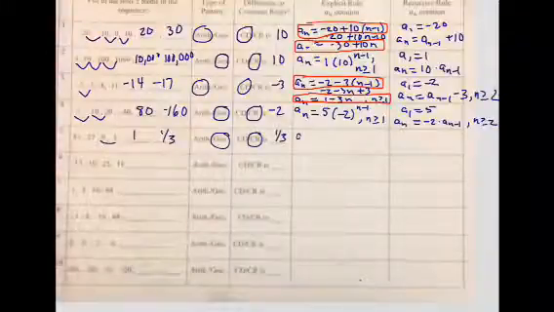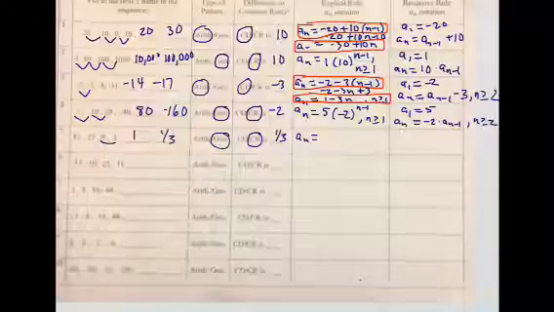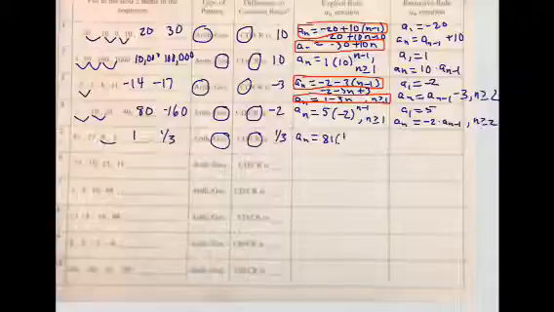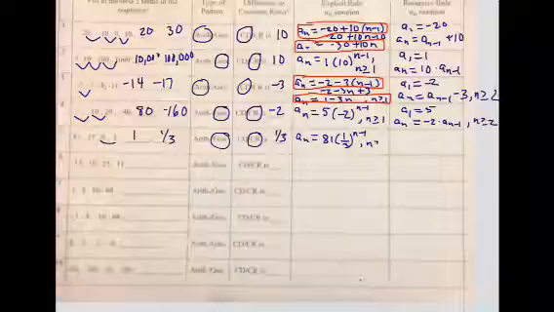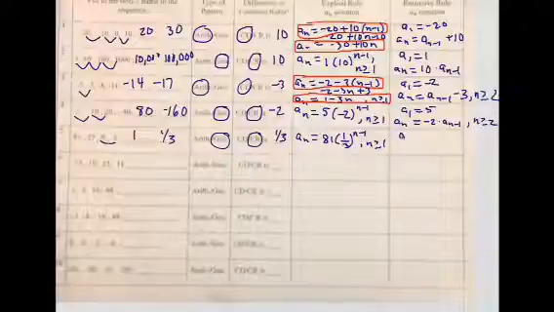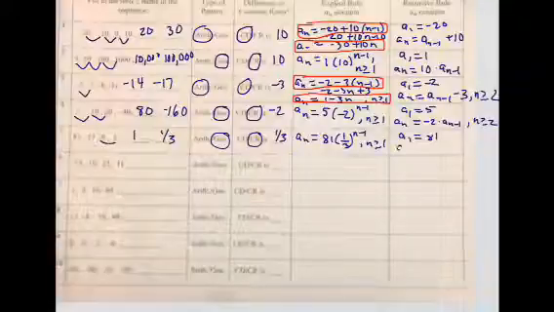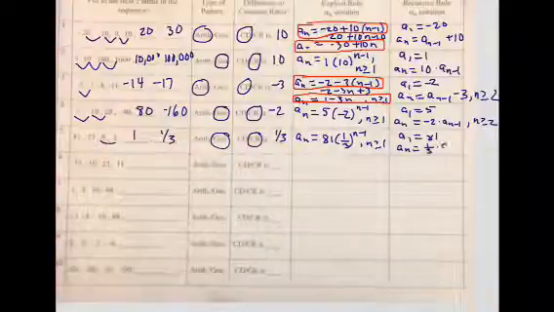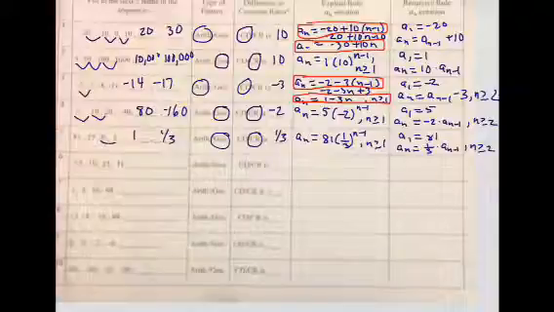Okay, so it's a sub n equals the first number, which is 81, times the ratio to the n minus 1. And this is for all n greater than or equal to 1. Okay, for the recursive, a sub 1 equals 81, and then a sub n equals the ratio times the previous number, and then it's for all n greater than or equal to 2.